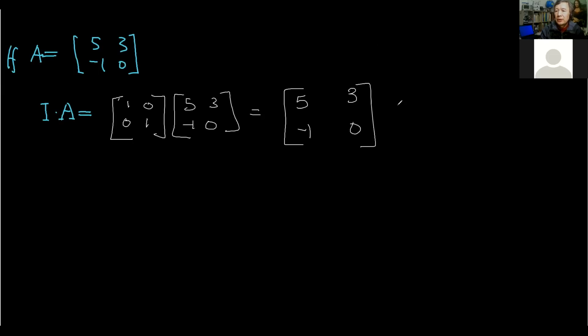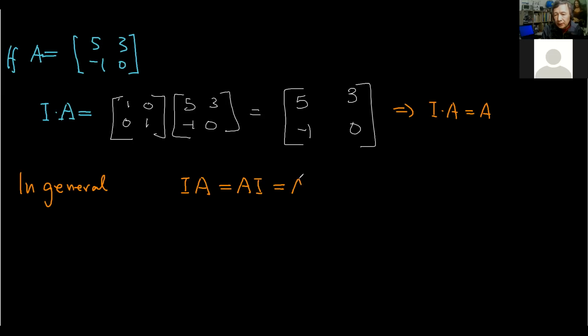So there's another conclusion we can obtain: I times A also equals A. In general, we can conclude that I times A equals A times I, which equals A. So that is a very important property of what we call the unit matrix. It doesn't matter which side you multiply, it still equals A.